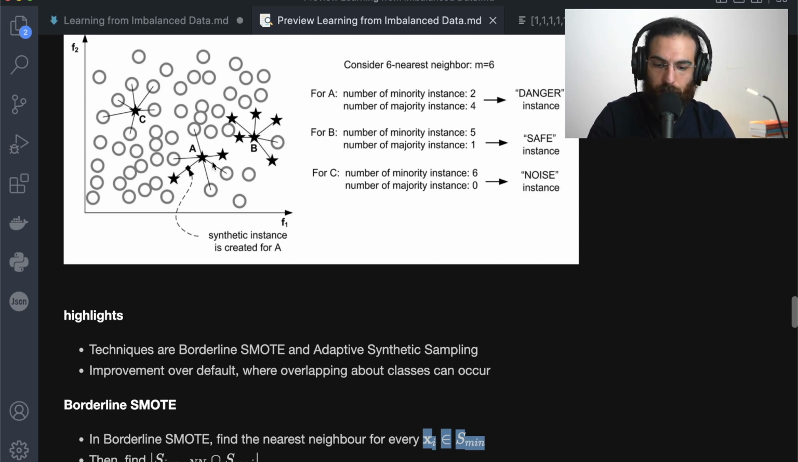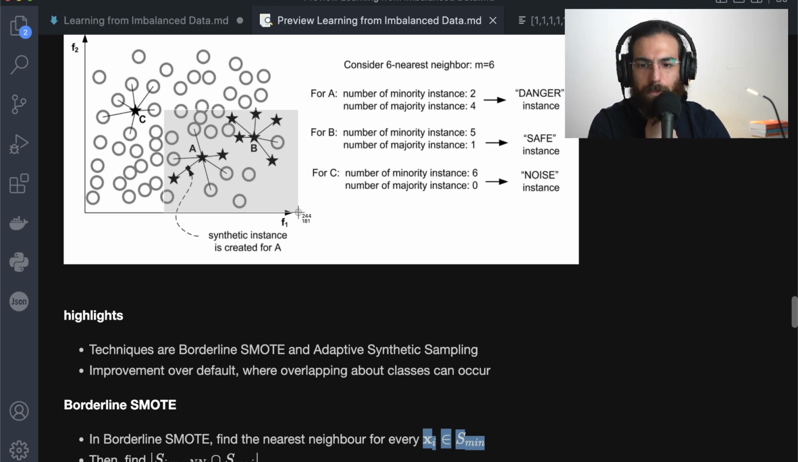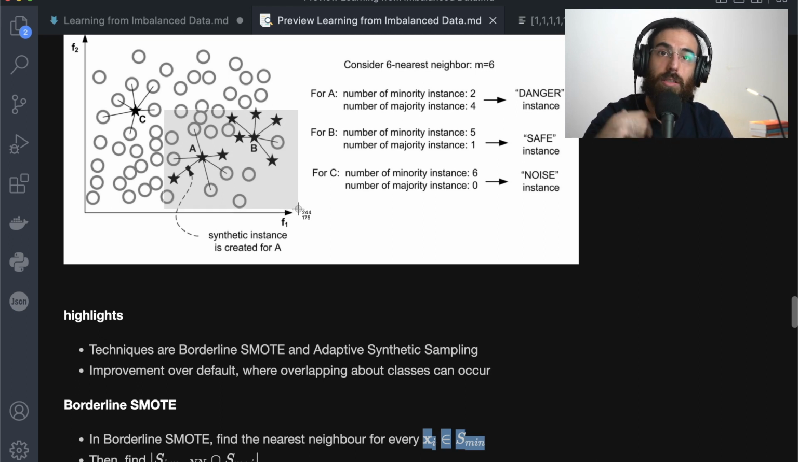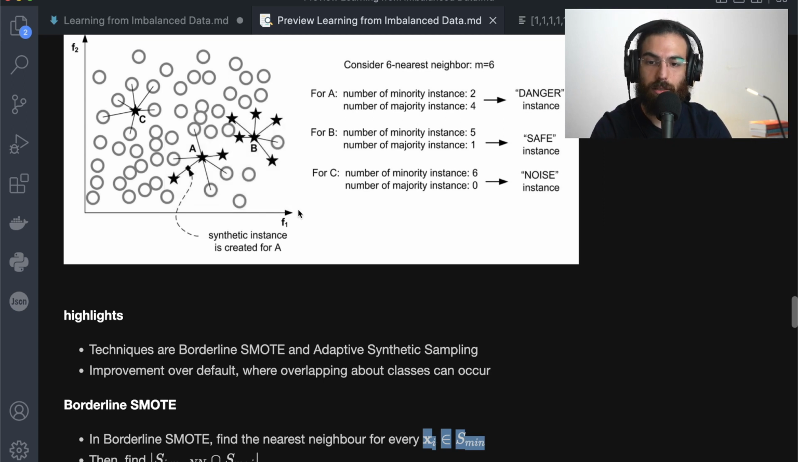Why is this good? Well, look here. There is no overlapping. We are not introducing complexity to the data. So as opposed to generating synthetic data everywhere there's a minority class, we will only do it if that particular minority class is surrounded by majority classes.